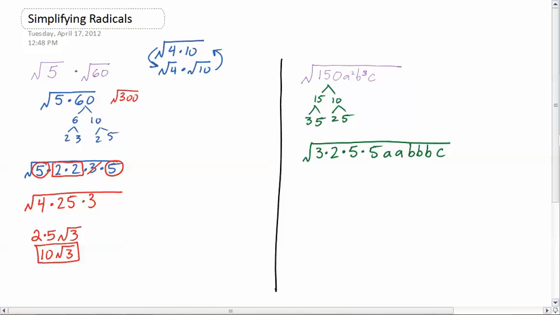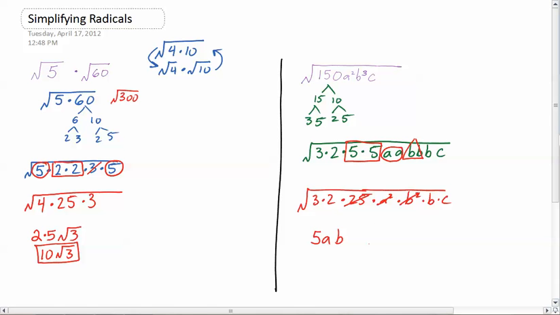And so now I'm going to go through and look for my pairs. I've got a pair of 5s there. I've got a pair of a's here. And then I've got a pair of b's right there. Okay, so I'm going to rewrite this as the square root of 3 times 2 times 25 times a squared times b squared times b times c. All right, now I can take out the things that are squared. So I've got the 25, which is 5. The square root of a squared is a. The square root of b squared is b.